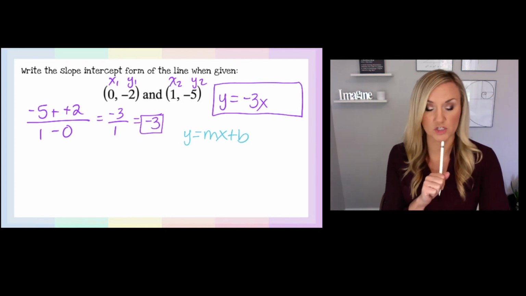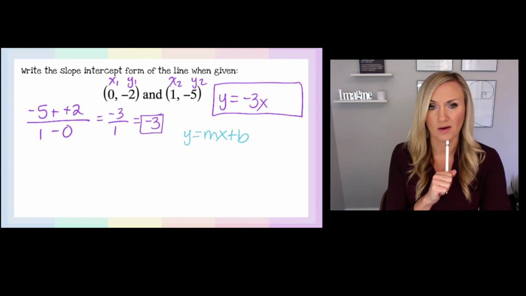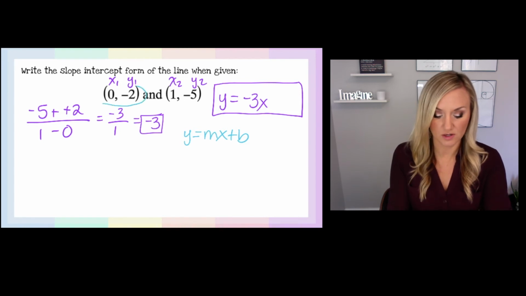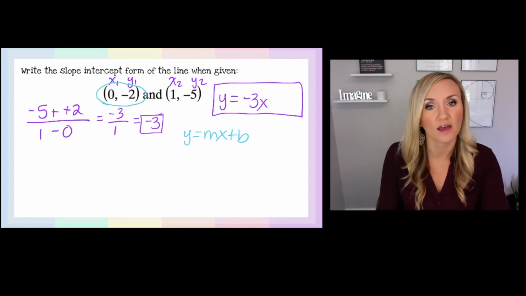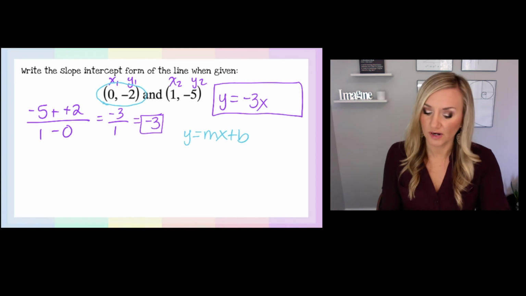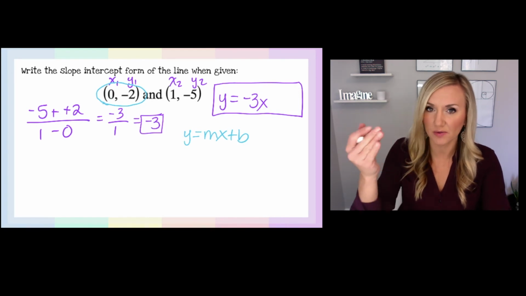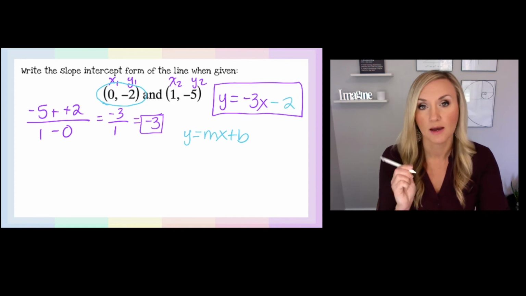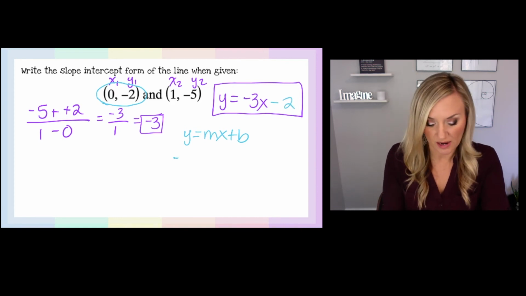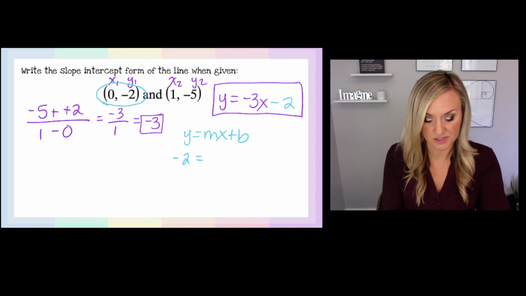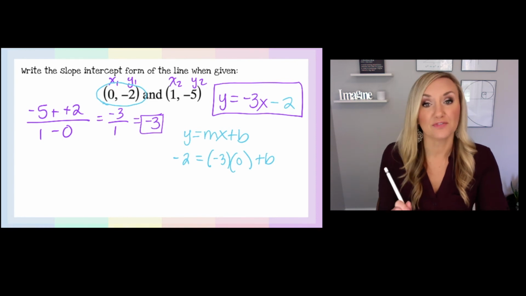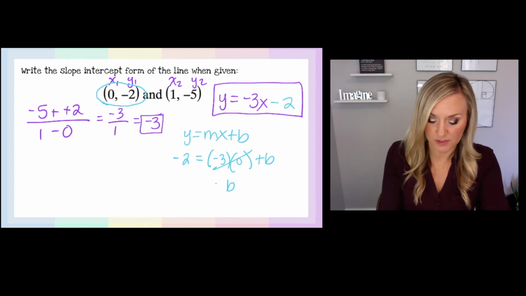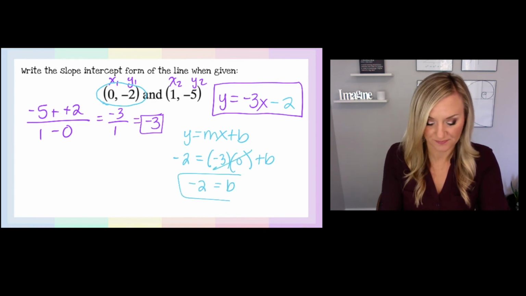And, ooh, which one did you pick? Oh, well, if you take a look, isn't this the y-intercept already? Right? When x is 0, then the y is -2. Isn't that just -2? But let's check. So I have -2 equals, my slope is -3, and the x is 0 plus b. -3 times 0 is 0, so b is -2.